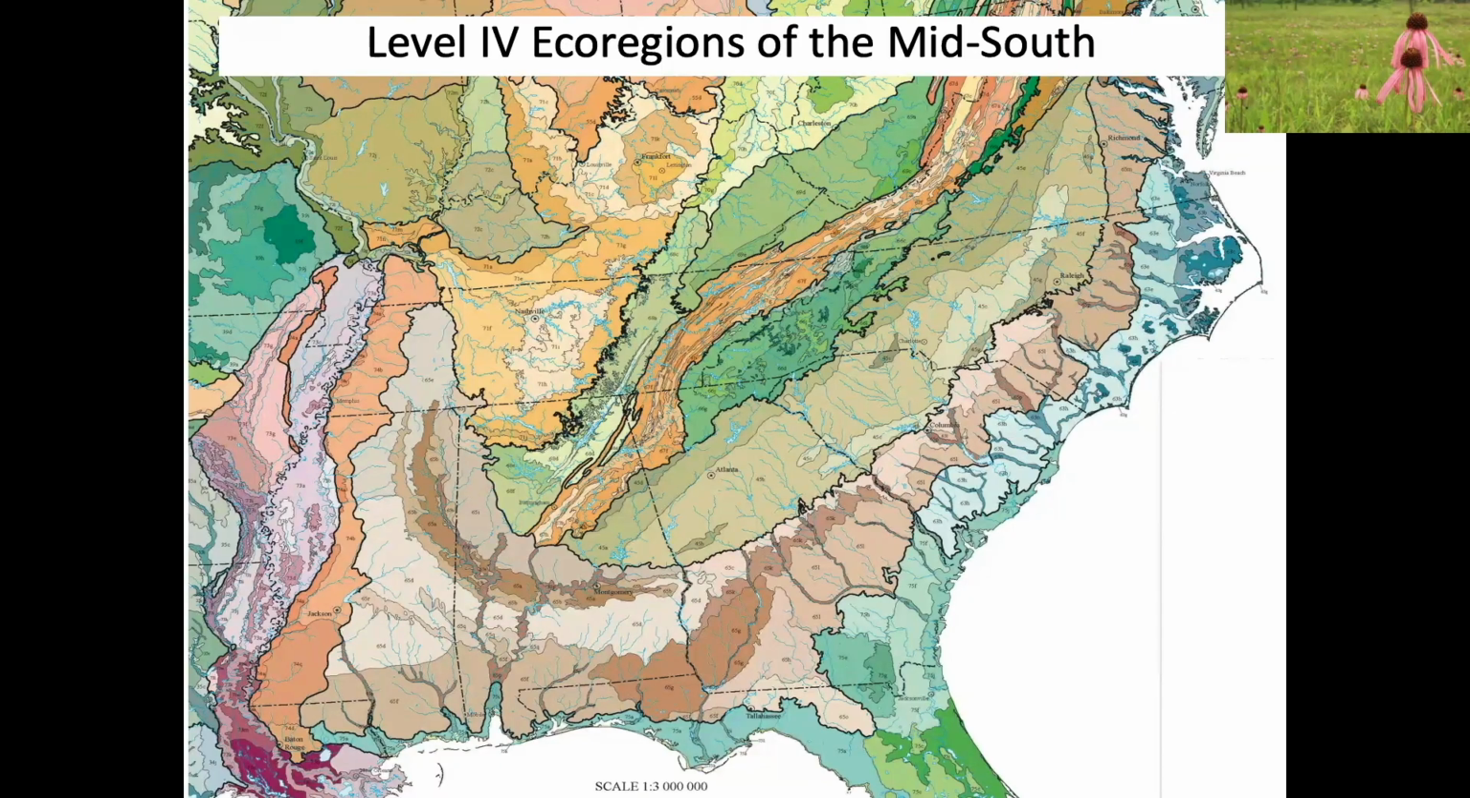Here's another one right here. That little patch right there is its own level 4 ecoregion. This little patch right here in dark green, called the Amphibolite Mountains, is its own level 4 region. Okay.